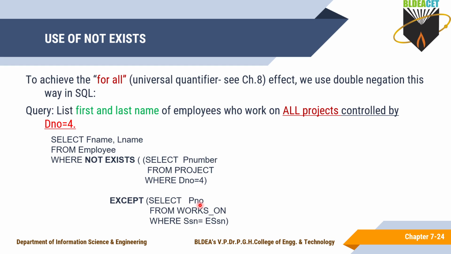So here select PNO as PNO. As you know, whether that employee works on projects or not, that information you get from the works on table: from works on where SSN equals ESSN. Here SSN is the attribute of the outer query's employee table and ESSN is the attribute of the works on table. So this is how to get the output, or retrieve the information for this particular query. How it works, I'll explain now.